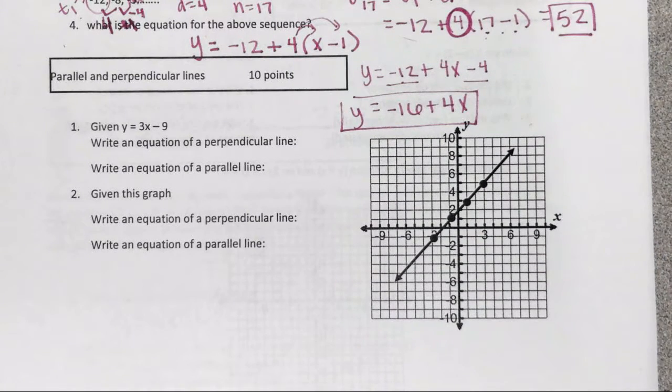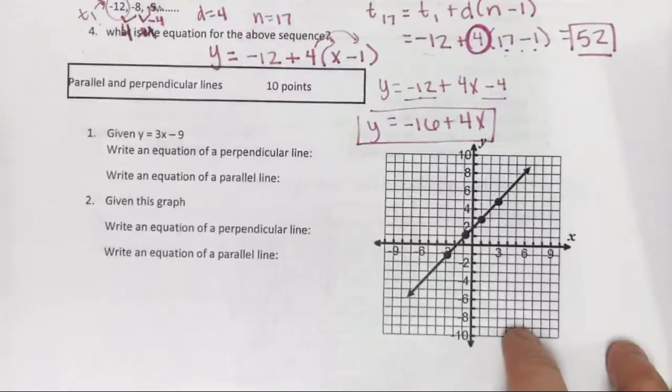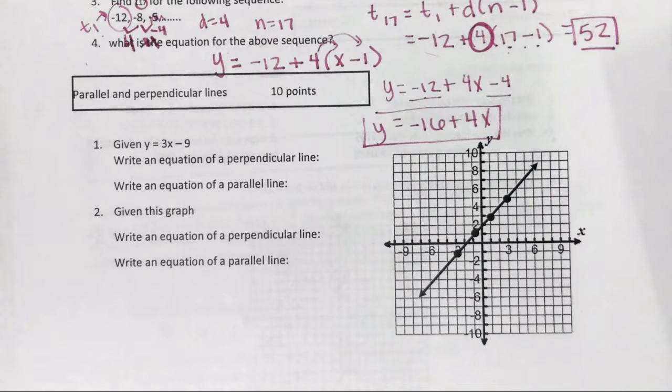Here's our last section on the review. I think it's the last section. Oh, just kidding. There's one more section after this. So here's parallel and perpendicular lines. This is worth 10 points on your exam.